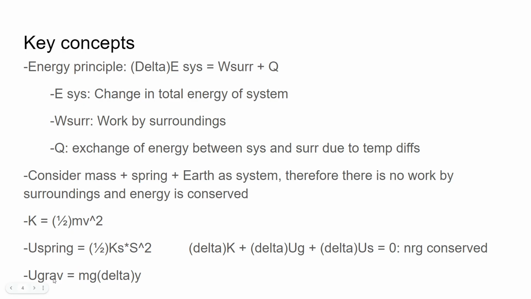Then the potential energy of the spring formula here, 1/2 spring constant times the stretch squared, and then potential energy of gravity is mass times the gravitational field times the difference in y. And then we have the energy principle: the change in kinetic energy plus the change in the potential energy of gravity plus the change in the potential energy of the spring is 0. Energy is conserved.